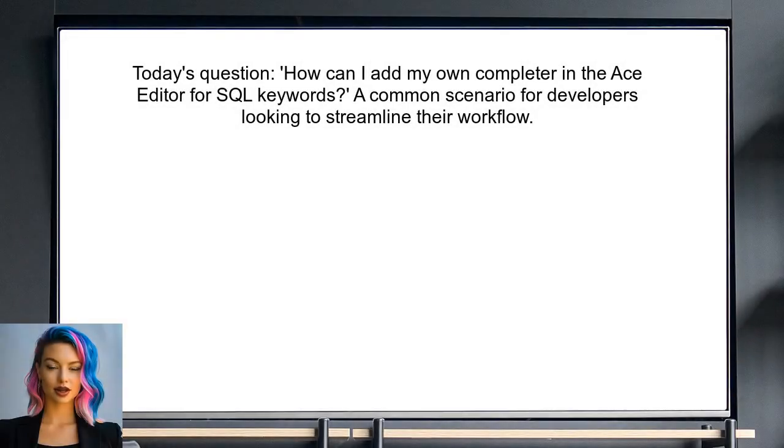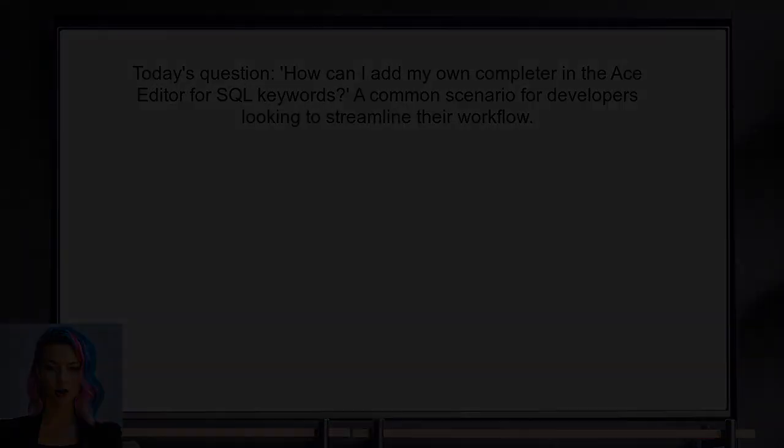Here's the specific question we're addressing today. One user asked, how can I add my own completer in the ACE editor for SQL keywords? This is a common scenario for developers looking to streamline their workflow. Let's dive into how we can achieve this.